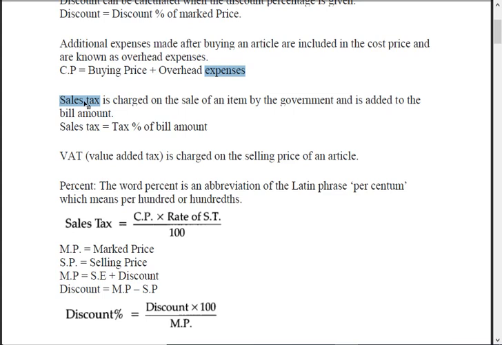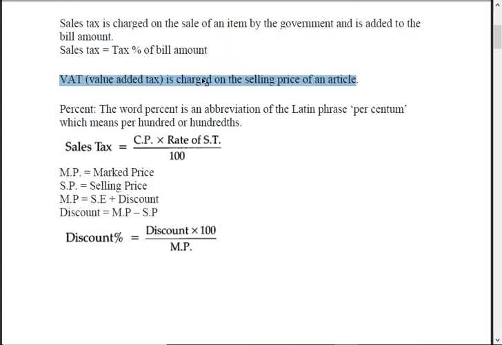Sales tax. Nowadays it is GST. What is GST? Goods and Services Tax. Sales tax is gone now. GST is charged on the sale of an item by the government and is added to the bill amount, right? So GST equals tax percentage of the bill amount. VAT was earlier to GST, so it's gone now. No need to study. It was similar to GST, but GST is a more reformed form of VAT.